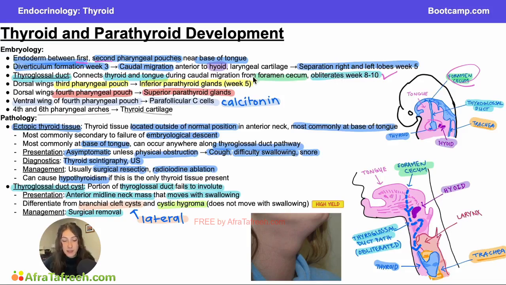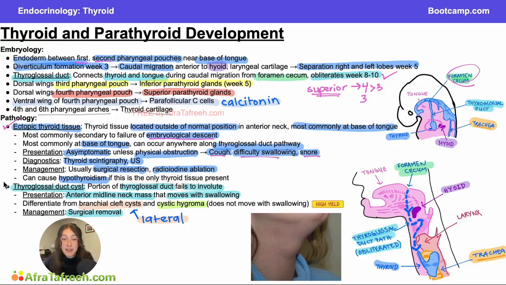thyroglossal duct cyst. And then also during this time, we are going to have our superior parathyroid glands originating from the fourth pharyngeal pouch and our inferior parathyroid glands originating from the third pharyngeal pouch. I like to remember that the bigger number goes on top, and that gives rise to your superior parathyroid glands. And then two problems that can occur with this process are either failure of our thyroid to descend all the way down our thyroglossal duct. That could lead to ectopic thyroid tissue, usually at the base of the tongue, but it can be anywhere along the thyroglossal duct pathway. This can lead to a cough, difficulty swallowing, or snore.